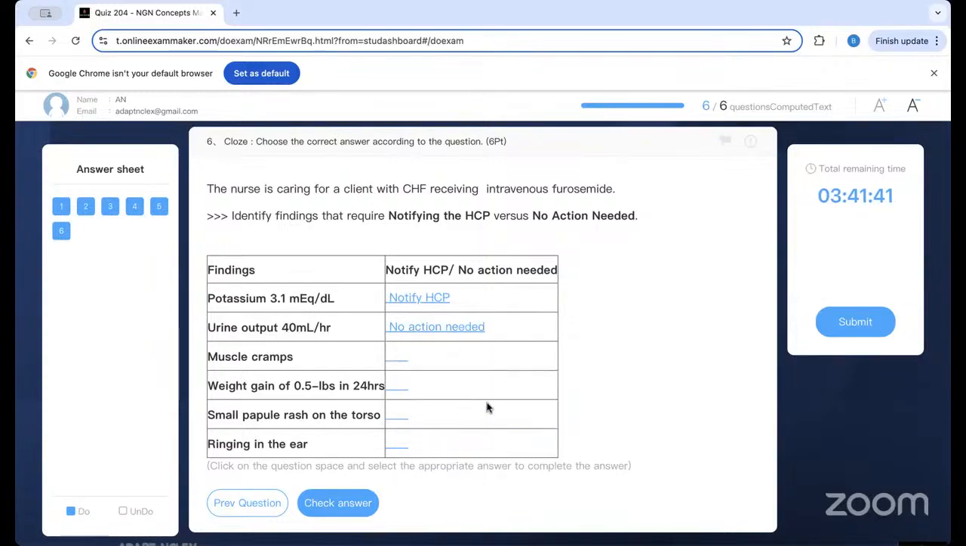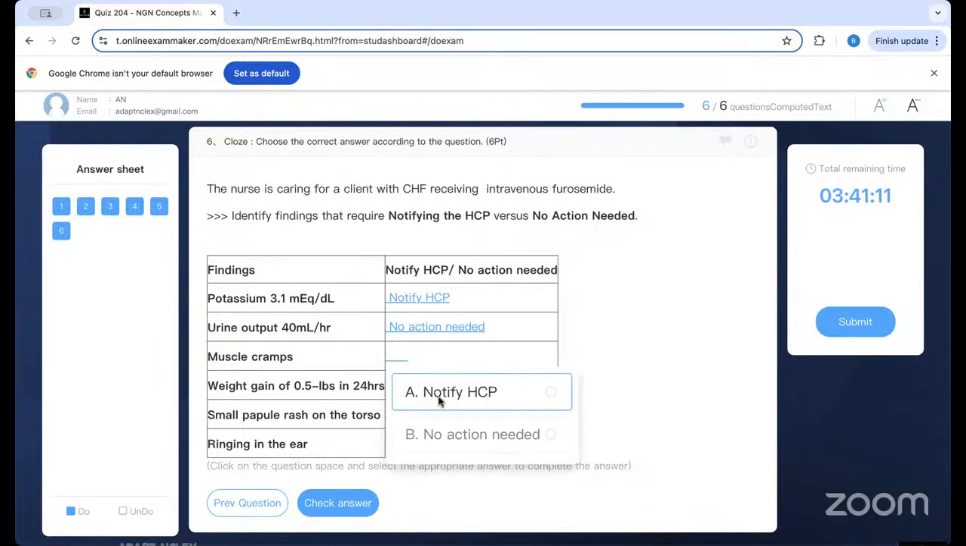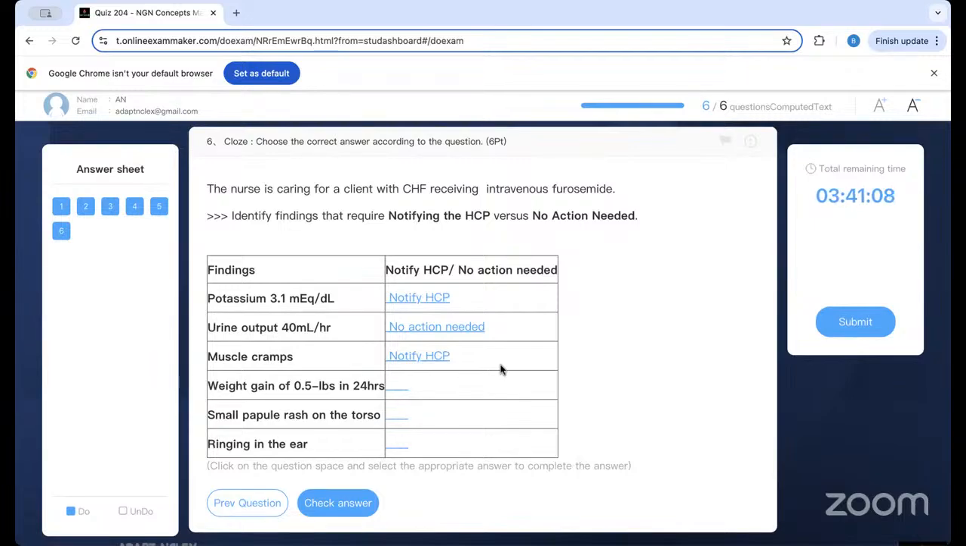So no action needed. How about muscle cramp? If you're taking furosemide and you see muscle cramp, should I let the doctor know? Or should I just say, okay, muscle cramp. I'm having muscle cramp and I'm on IV furosemide for CHF. Muscle cramp, I should let the doctor know. It indicates low potassium. If I gain 2.5 pounds in 24 hours, that's not CHF improving. I'm doing well. So this is fine.